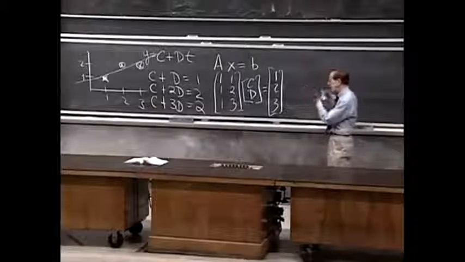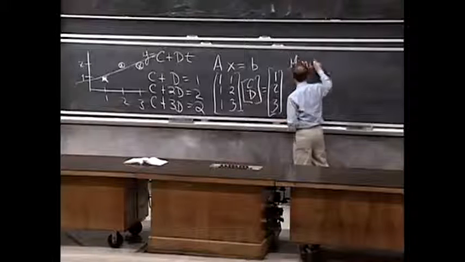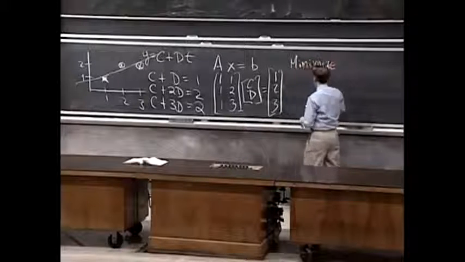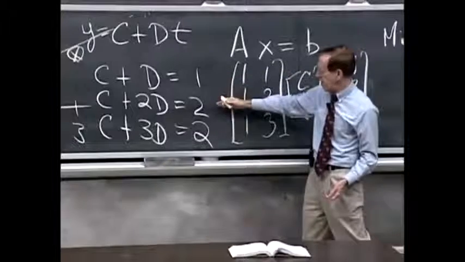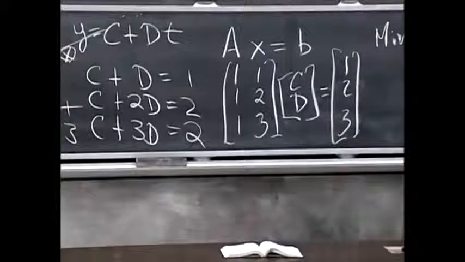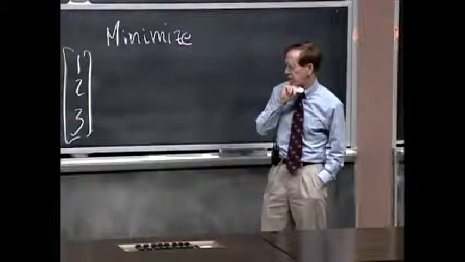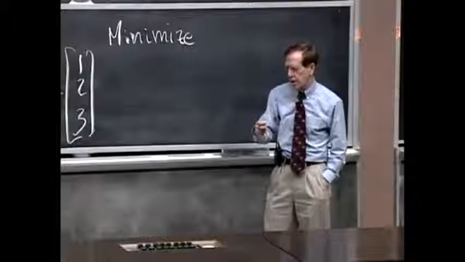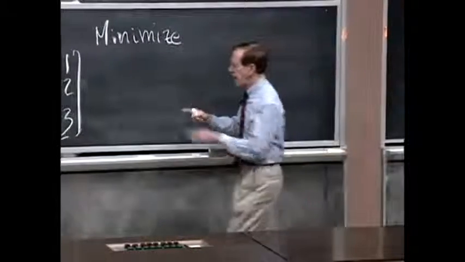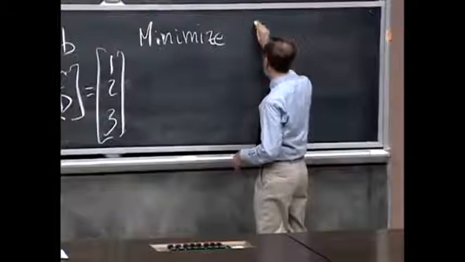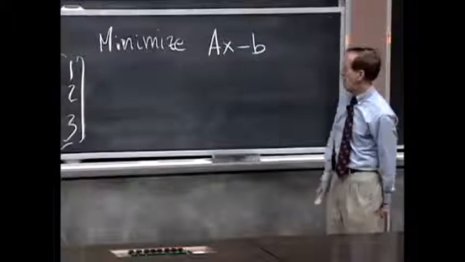The way that comes out to linear equations is I want to minimize the sum of these. I'm going to make an error here, I'm going to make an error here, I'm going to make an error there. And I'm going to square and add up those errors. So it's a sum of squares. It's a least squares solution I'm looking for. So those errors are the difference between Ax and b. That's what I want to make small.